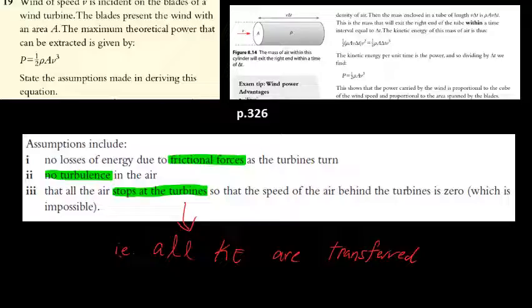Question 19, I don't actually understand why they have a very similar question like the one you see previously in 18. But anyway, if you try to look at how we derive this equation from the textbook in page 326, then you understand these are the assumptions, and in the actual case it's not like this. Imagine the air actually will not stop behind the turbine, it will keep going. So actually all the KE is not gained. You only obtain certain amounts, parts of the KE only, not all.